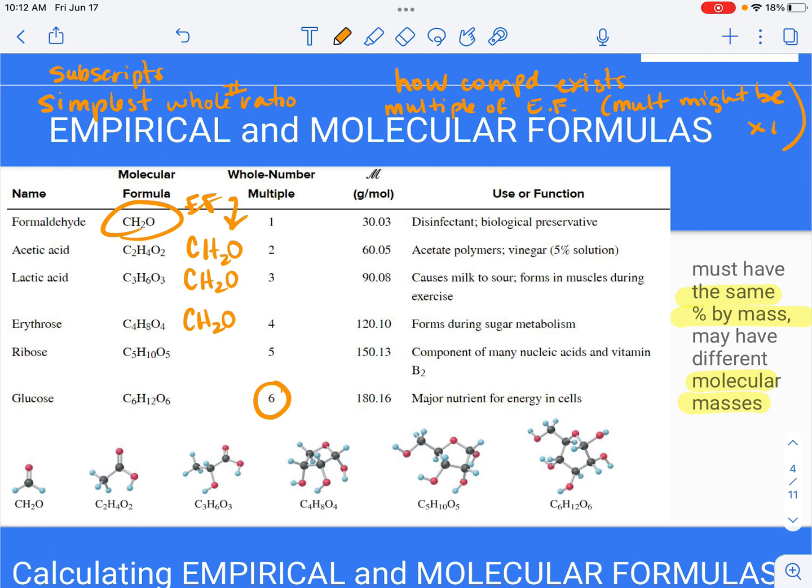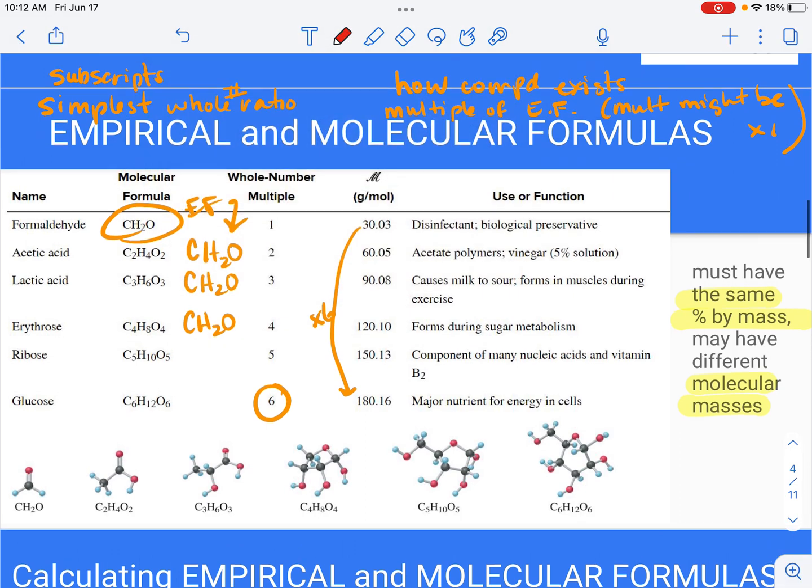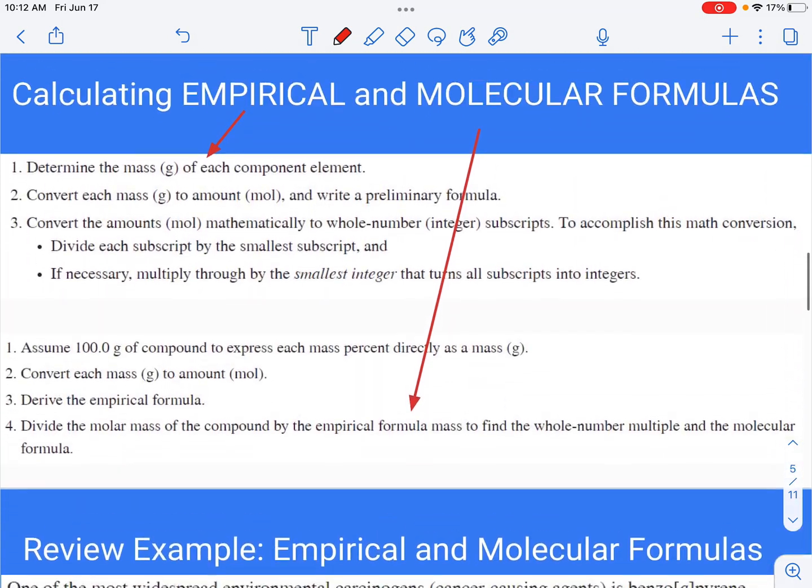And the multiple of glucose is 6, so notice that the mass is also, to get from 30 to 180, times 6. Or in this case, acetic acid, the multiple is 2, so the mass is also a multiple of 2. And the mass is going to be how you identify what your molecular formula is. You'll have to decide what do I need to multiply my empirical formula by to find the molecular formula. So let's remind you how to do this.